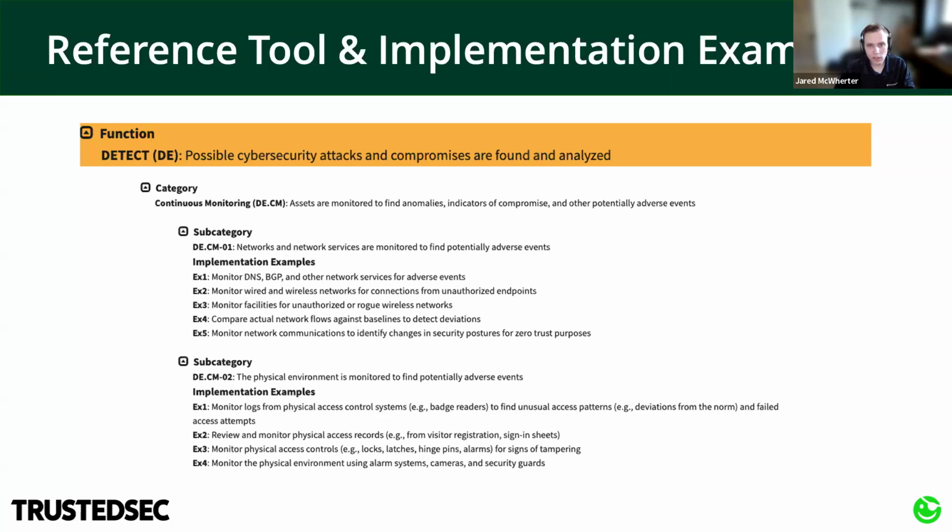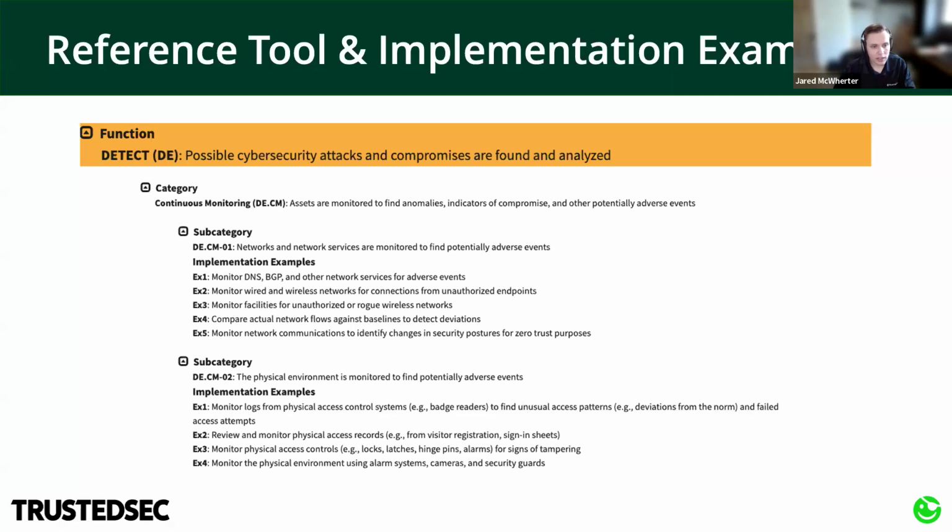So when you download the NIST CSF, or when you go to their website and utilize the reference tool to look at the individual subcategories, you can see these implementation examples, which essentially for this one states, we need to monitor for DNS, BGP, and any other network services for adverse events, monitor wired and wireless networks for unauthorized endpoints, monitor facilities for unauthorized or rogue networks, compare actual network flows against baseline to detect deviations, and really just identify any kind of changes in the security posture.